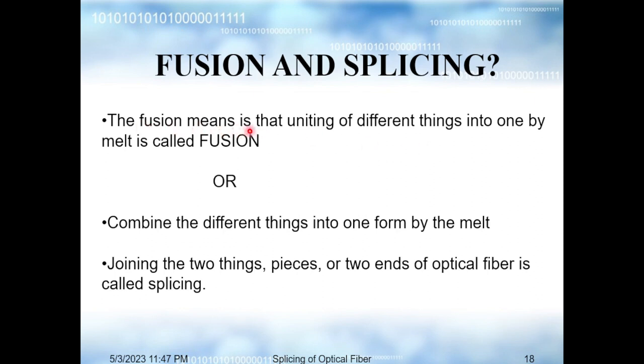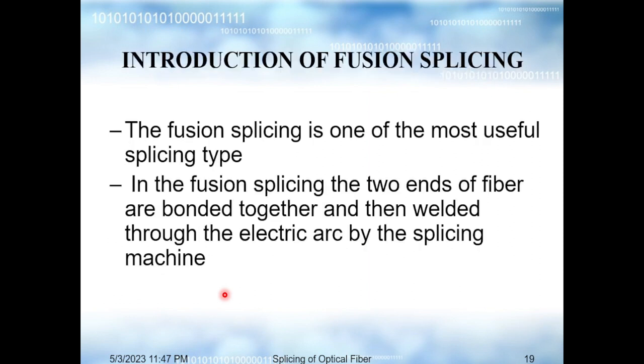Now move to the topic of fusion splicing. What is fusion splicing? The first one was mechanical splicing and now it's fusion splicing. Fusion means uniting different things into one by melting; combining different things into one form by melting is called fusion. Joining two pieces or two ends of optical fiber is called splicing.